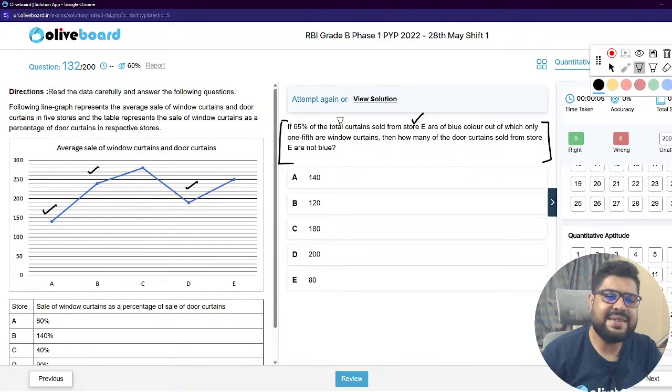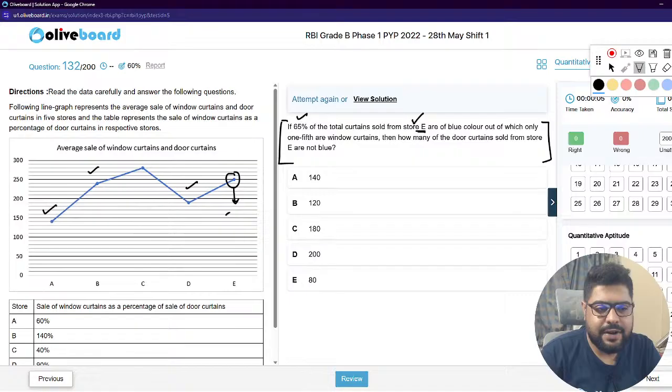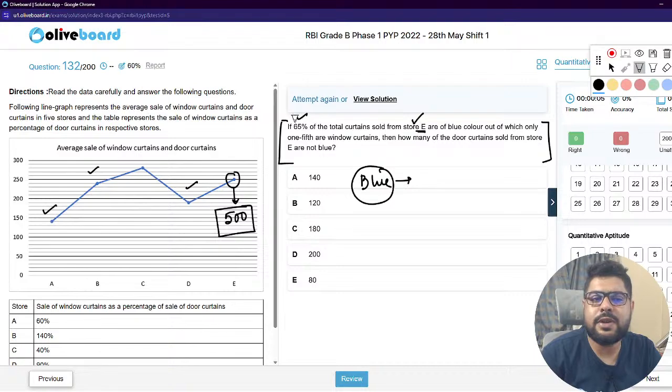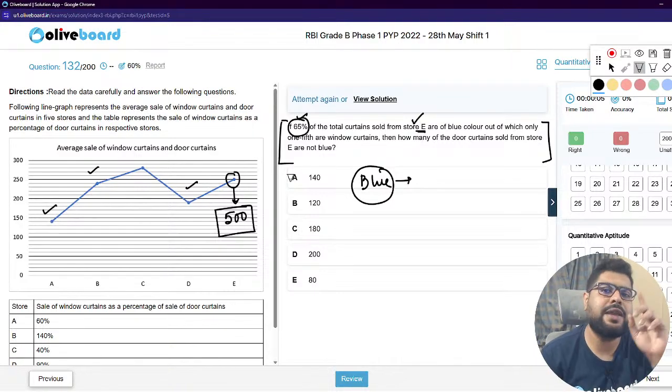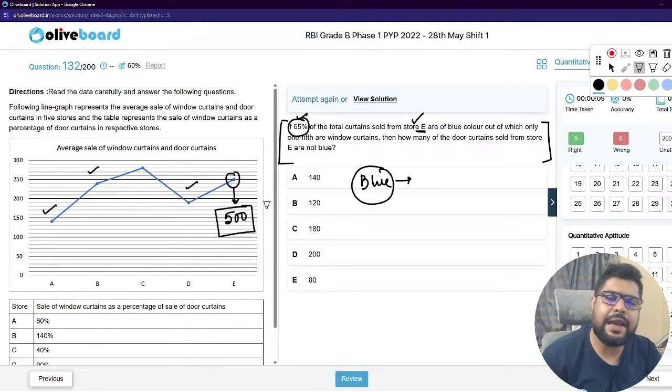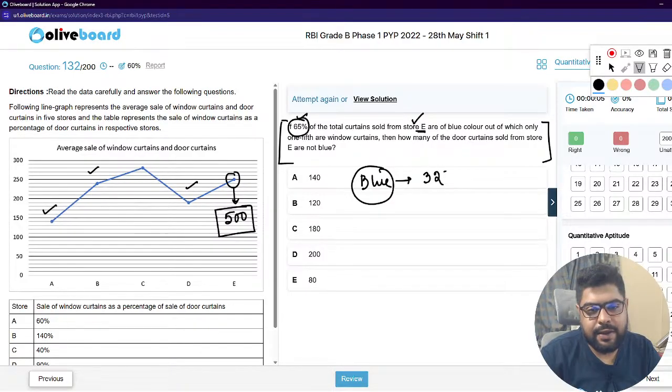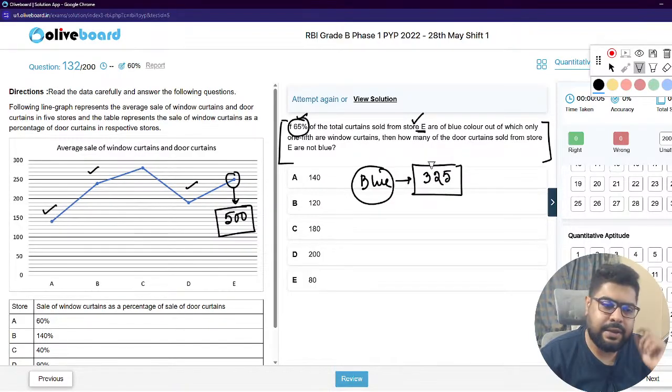Okay? Sir, 65% of the total curtains sold from store E. At store E, total curtains are 500 because average is 250. So 500 total curtains. Sir, the ones of blue color. So blue curtains will be 65% of 500. So 65 times 5 actually. Okay? So 300 and I guess 25. Because 60 into 5, sir, 300, 5 5s are 25.